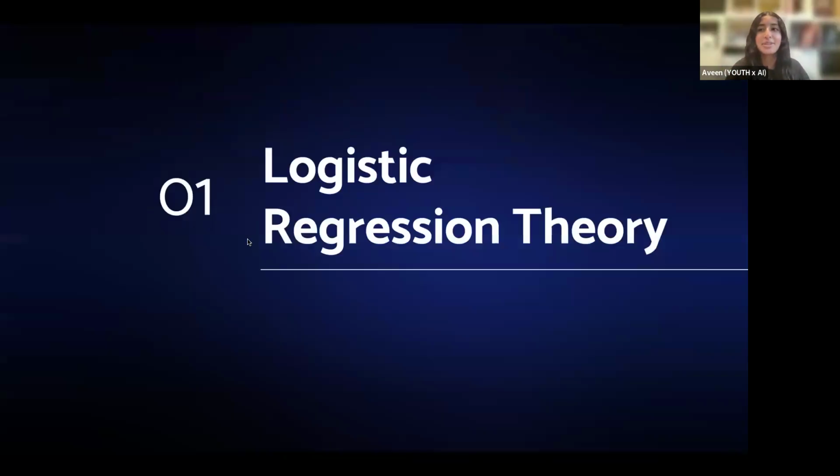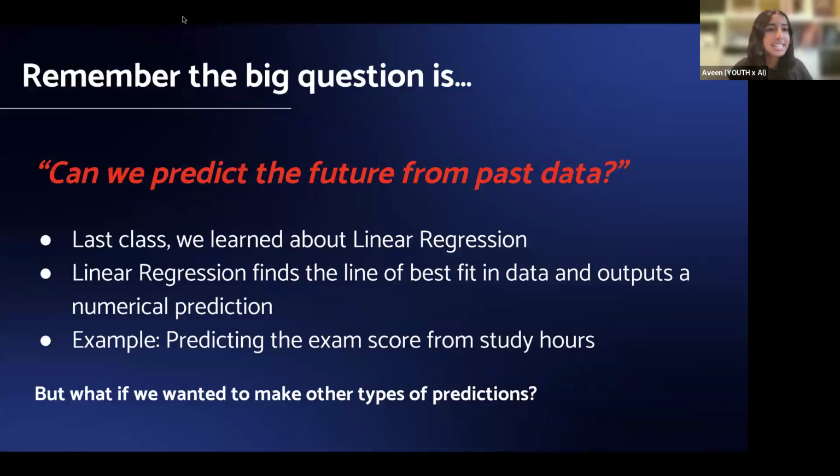Because we have to go a little bit quickly, let's just get started with logistic regression theory. Last class, the big question we had was, can we predict the future from past data? We talked about linear regression. Linear regression finds the line of best fit in data and outputs a numerical prediction. For example, we could be predicting a student's exam score based on how many hours they study. The exam score is going to be in a range of 0 to 100, a numerical value that it outputs.